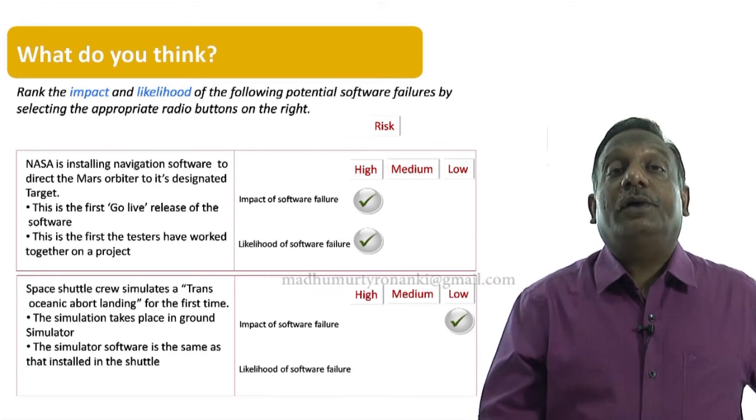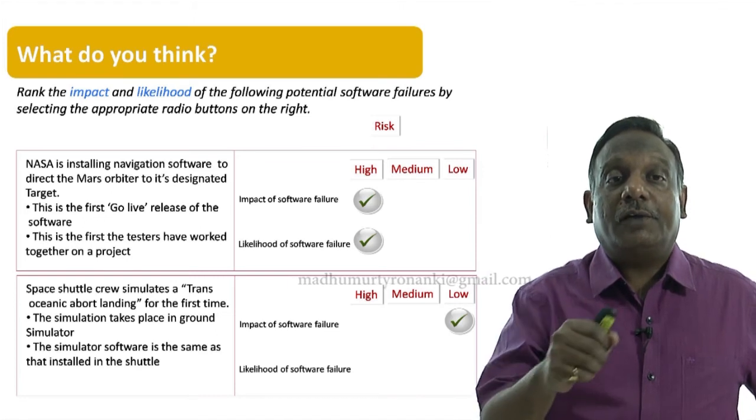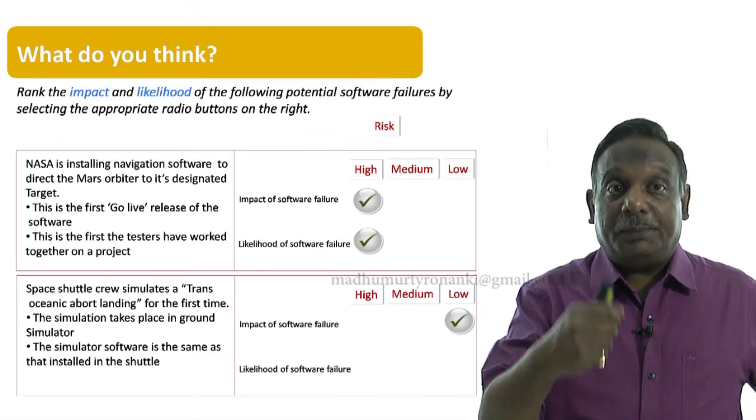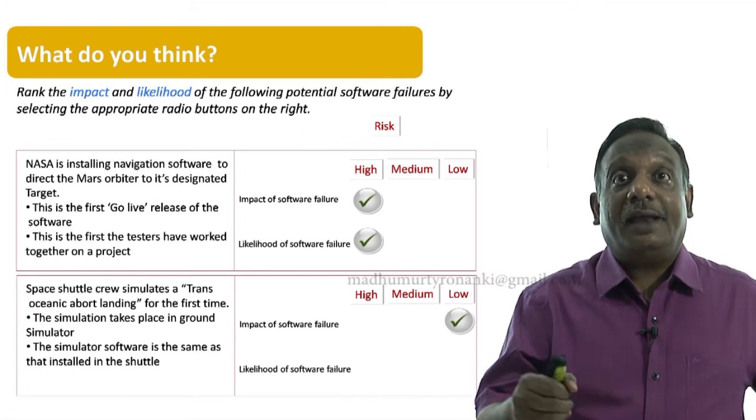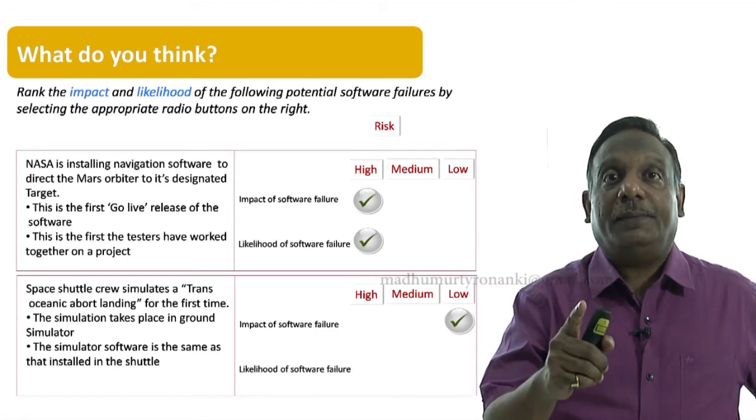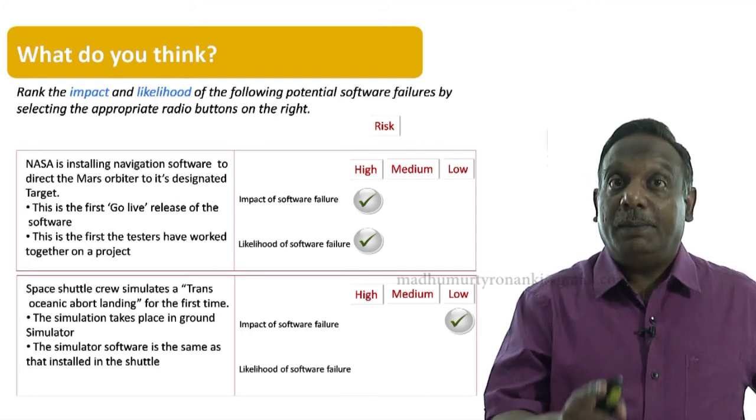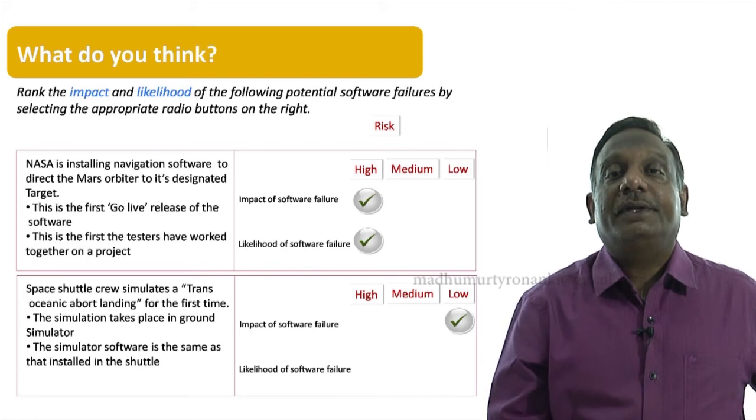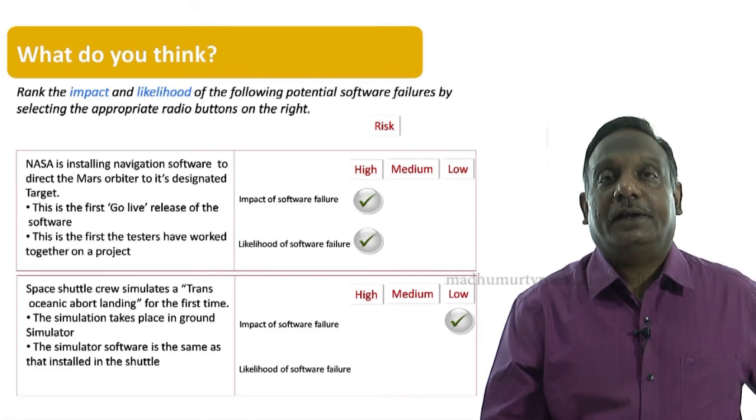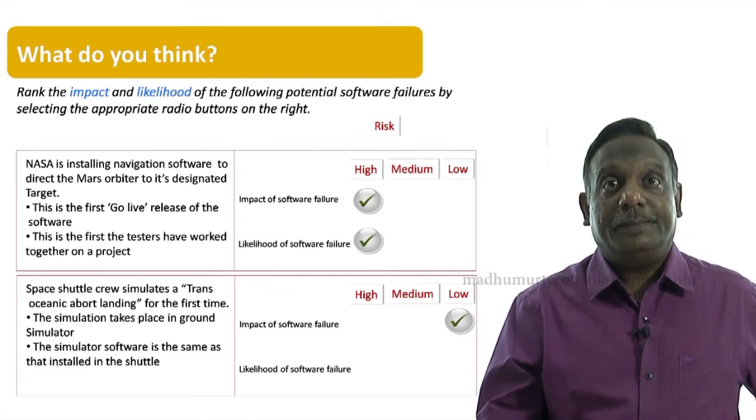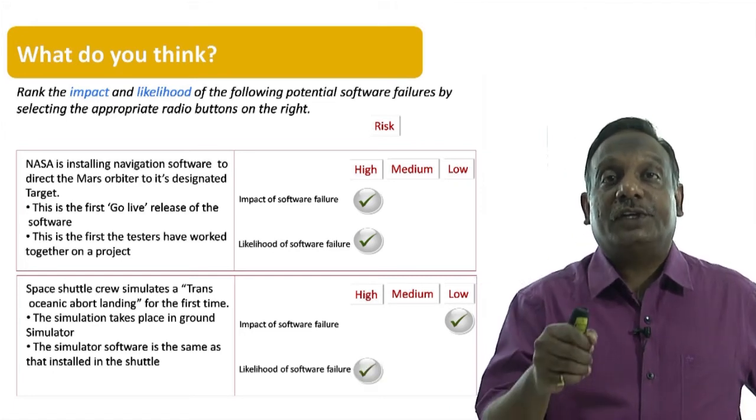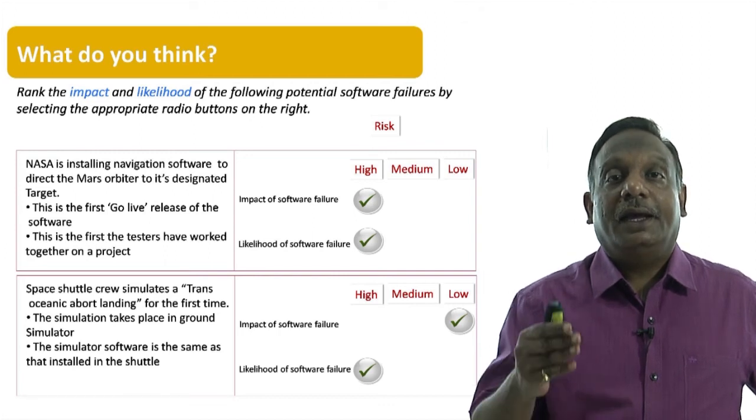And the likelihood of the software failure. You have to again look at the statement: space shuttle crew simulates transoceanic abort landing system for the first time. So they are doing it for the first time. They did not have previous experience. They may be less skillful in developing this kind of software. So what is your opinion about the likelihood of a failure occurring? Is it high or medium or low? Yes, because they are doing it for the first time, the likelihood may be high.